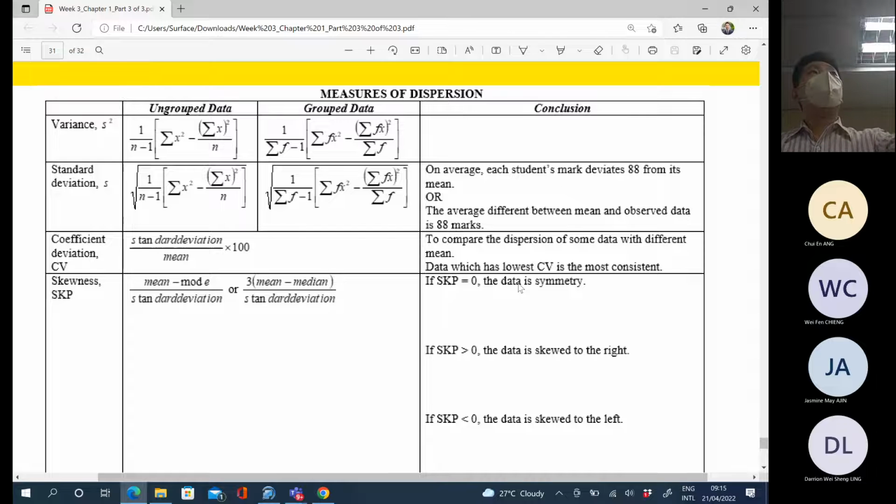What happens if the SKP is greater than 0, that means positive? So you can conclude the data distribution is skewed to the right or positively skewed. Okay. And lastly, if the SKP is a negative number, that means less than 0, that means the data distribution is skewed to the left or negatively skewed.